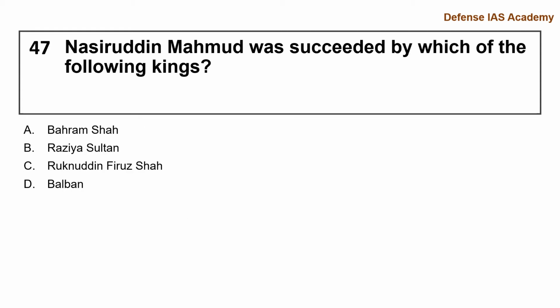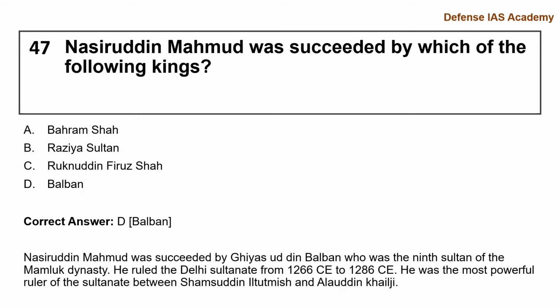Nasruddin Muhammad was succeeded by which of the following kings? The correct answer is option D, Balban. Nasruddin Muhammad was succeeded by Ghiyas-ud-Din Balban, who was the 9th Sultan of the Mamluk dynasty. He ruled the Delhi Sultanate from 1266 CE to 1286 CE. He was the most powerful ruler of the Sultanate between Shamsuddin Iltutmish and Alauddin Khalji.